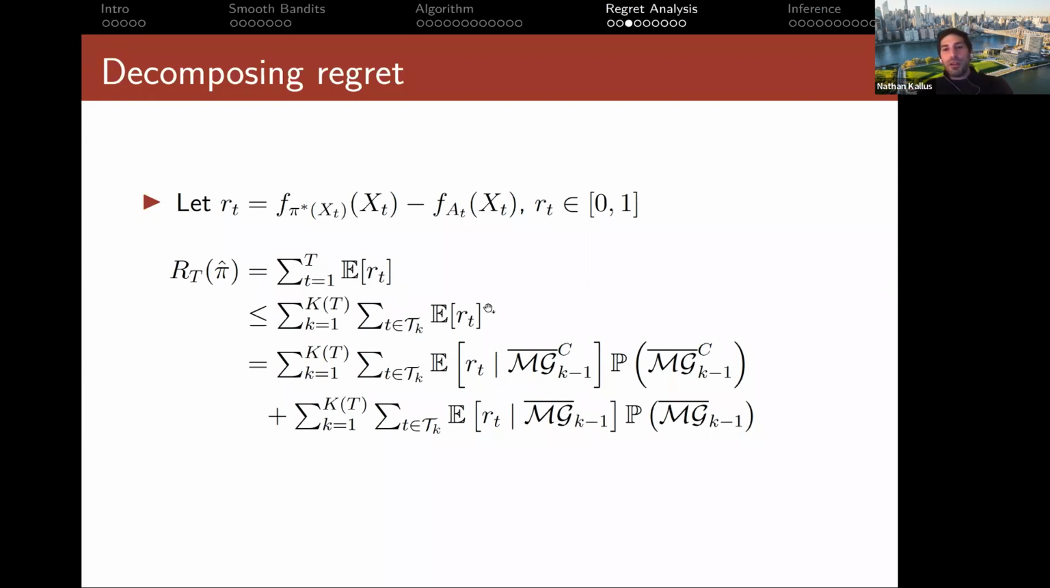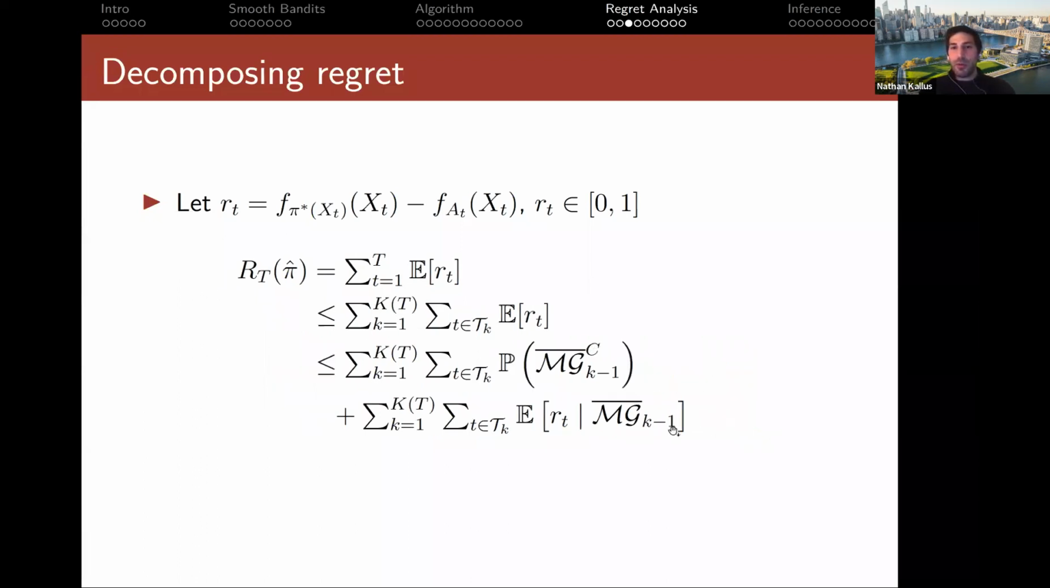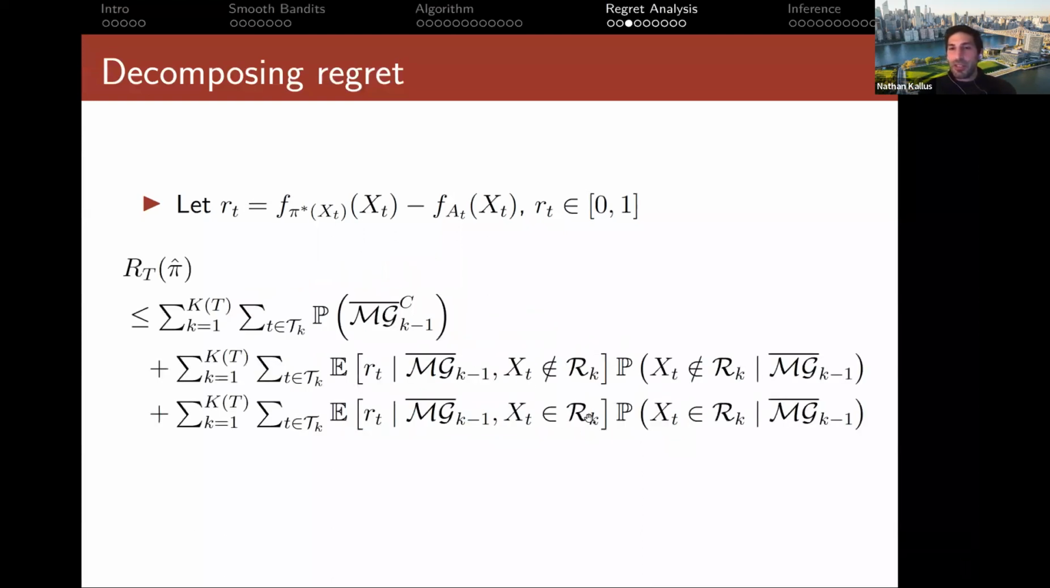And now we're going to use iterated expectations to decompose this regret, RT, conditioning on whether everything is good so far up to K minus 1, yes or no. Now, this expectation over here is bounded by 1, and this probability over here is bounded by 1. So I can take them away, and I still get a bound. Now I'm going to iterate this expectation on whether X fell into a randomization region or not. Okay, and now this probability over here is bounded by 1. So if I take it away, just replace it with the number 1, I still get an upper bound.